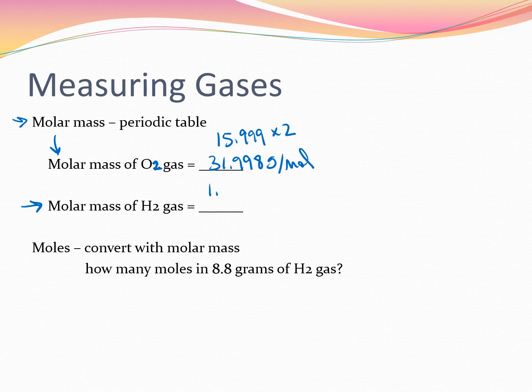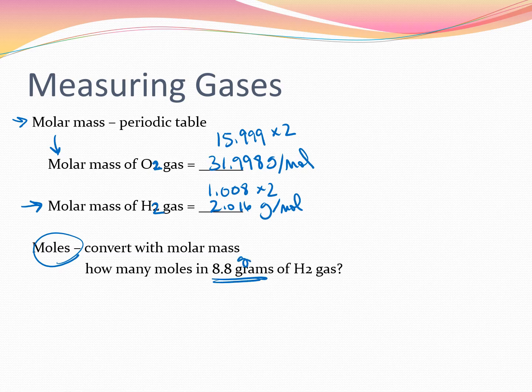Surely you found that hydrogen has a mass on the periodic table of 1.008, but it is also diatomic, so we're going to multiply that by 2 and get 2.016 grams per mole as the molar mass of hydrogen gas. We can also use our molar mass to find moles of gases. So if I have 8.8 grams of hydrogen gas, how many moles is that equal to?